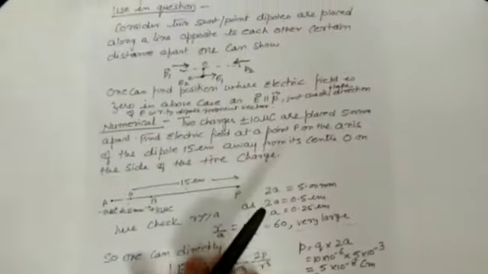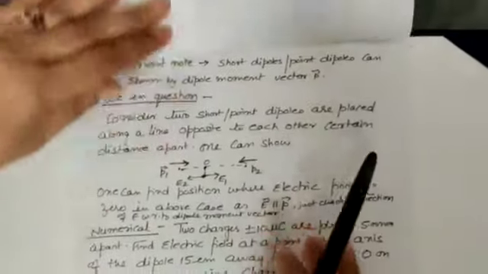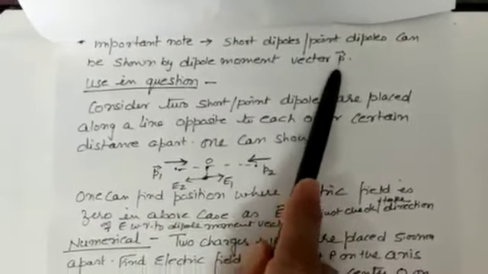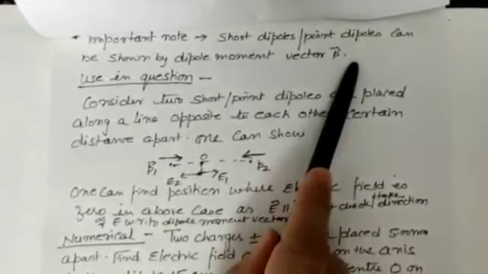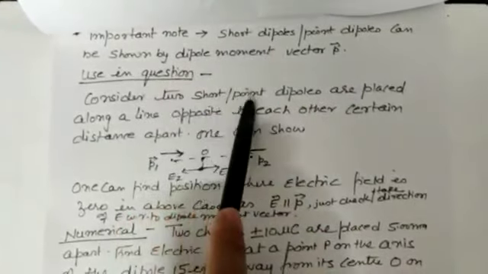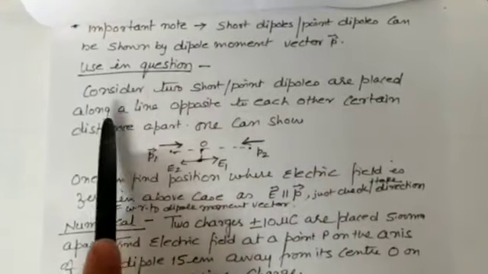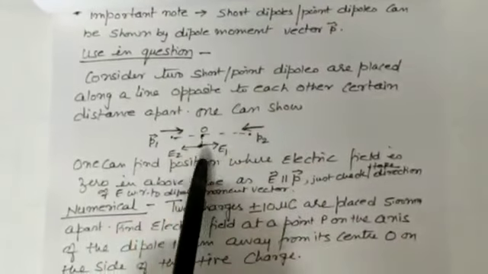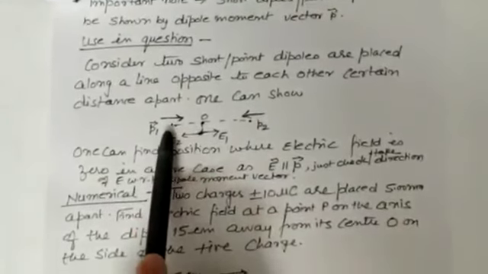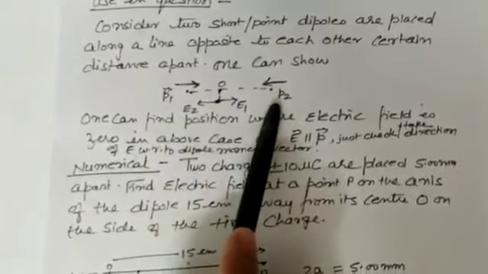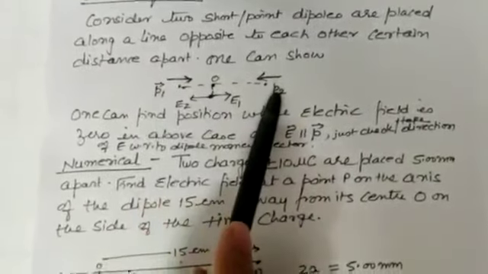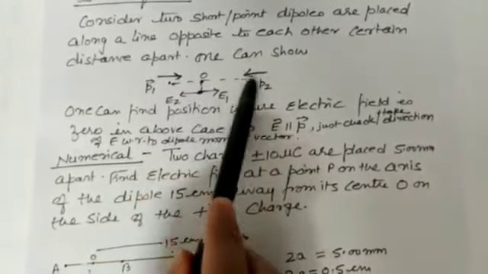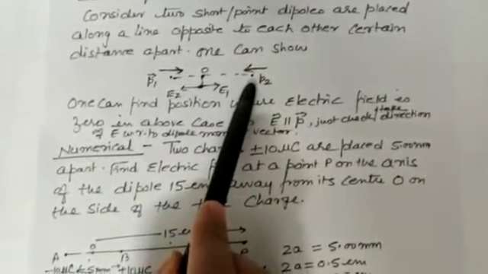Also, if you have short dipoles or point dipoles, that can be shown by dipole moment vector p only. You don't need q and 2a separately. Let us see how. Consider two short point dipoles placed along a line opposite to each other, a certain distance apart. Now this statement can be shown in the figure as p1 taken as a point dipole and p2 as another point dipole. Since both are placed opposite along a line, you can see that p1 vector and p2 vector are shown in opposite directions.